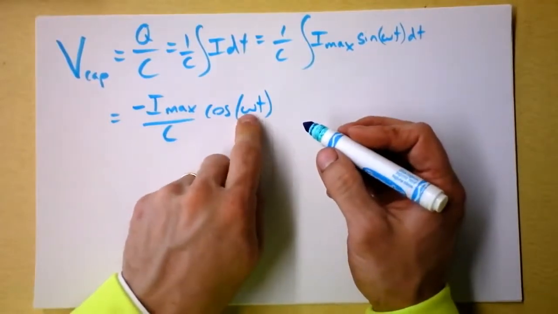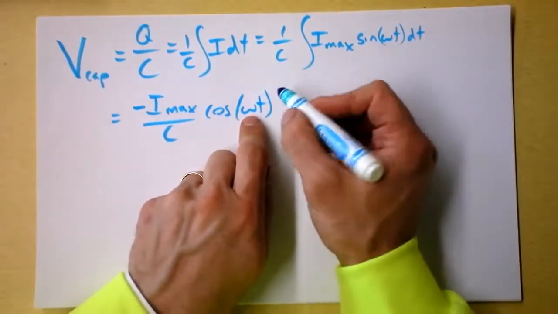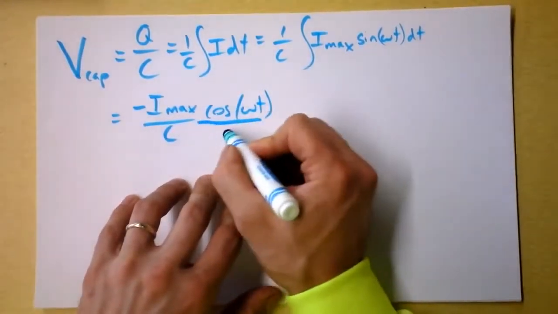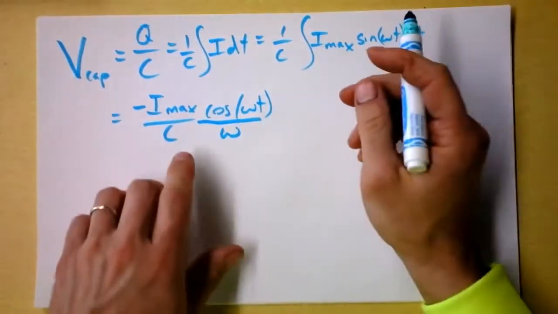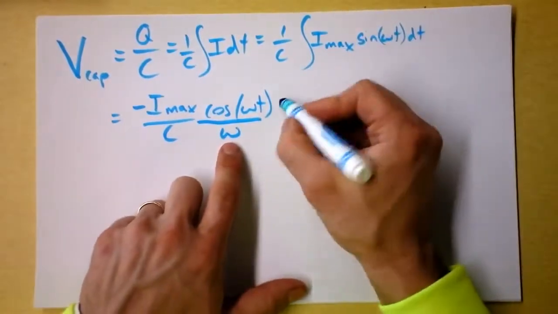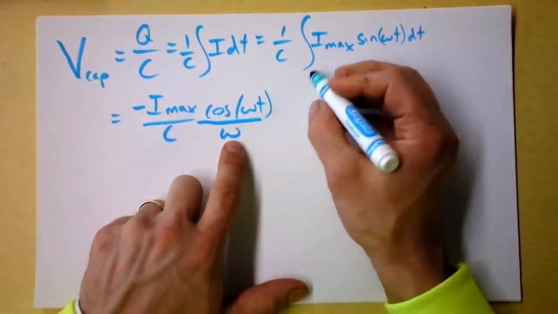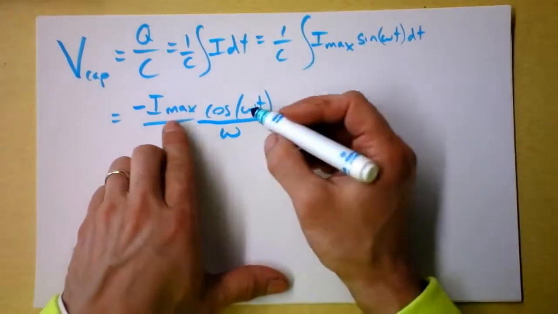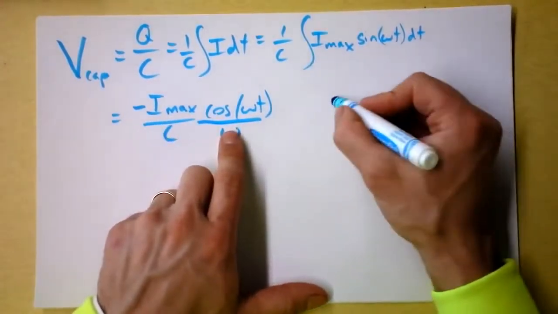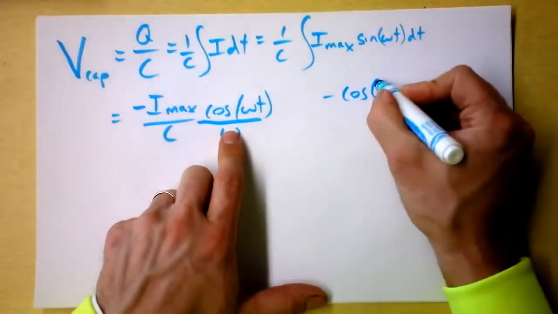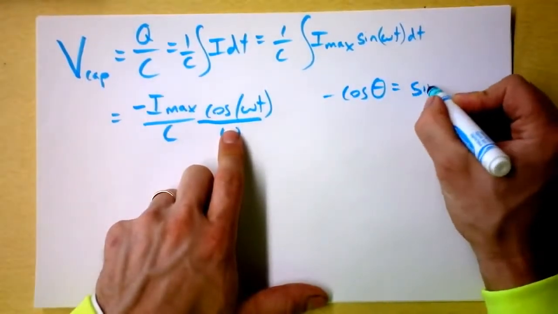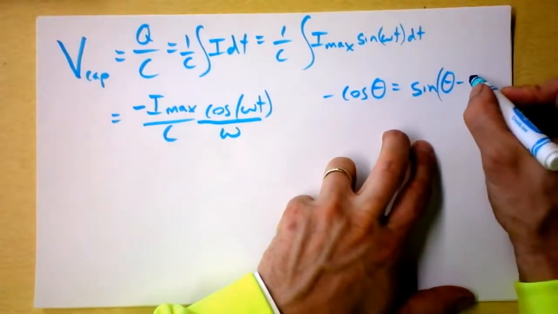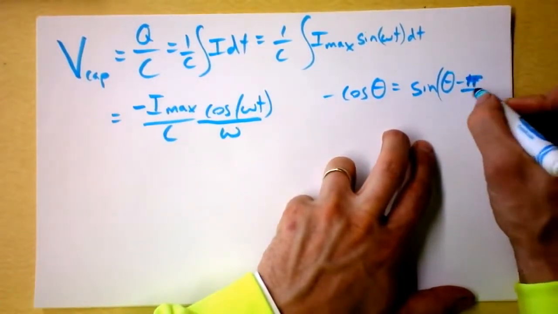We've also got to note what the integral of that is, and I think I'm going to get divided by omega right here. So that's really lovely, and I could write it just slightly differently. This is negative cosine here, but I happen to know that negative cosine of theta is the sine of theta minus pi over 2.